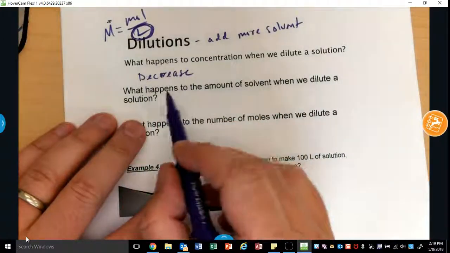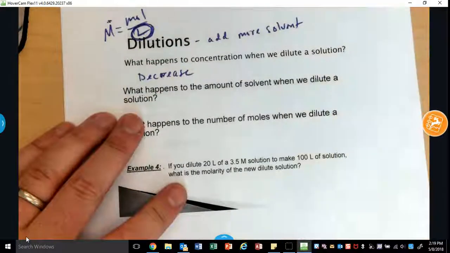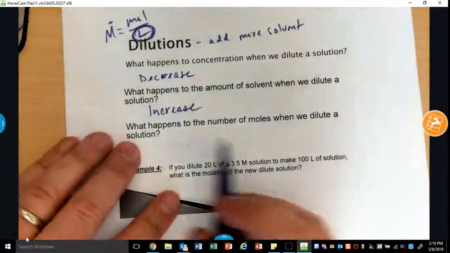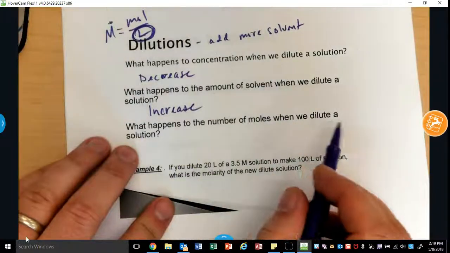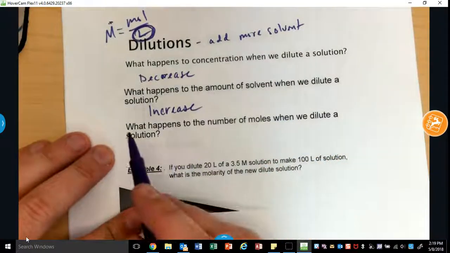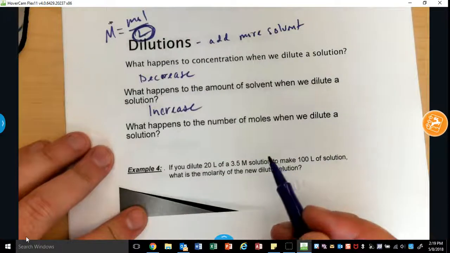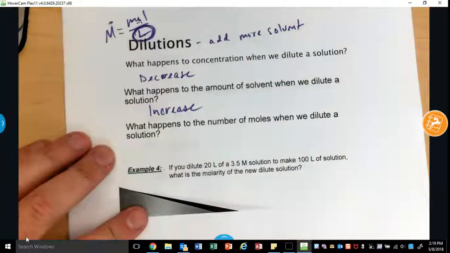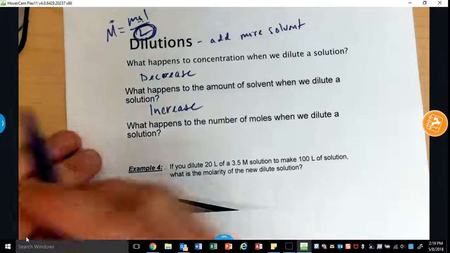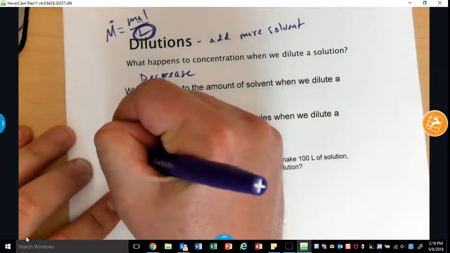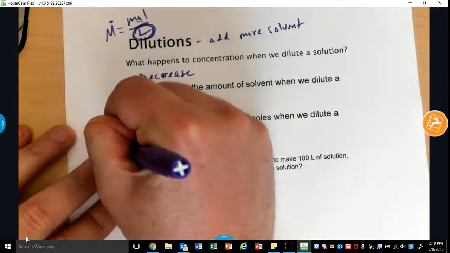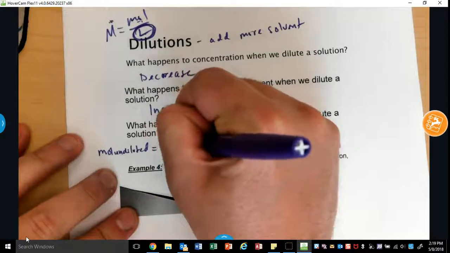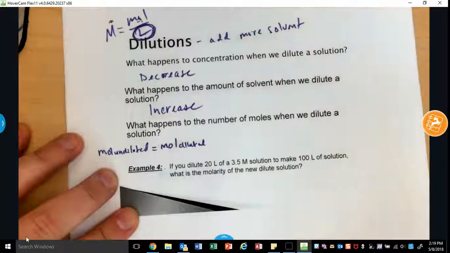Now, when we dilute, we're adding additional solvent, so the amount of solvent will increase. Now the key here, what happens to the number of moles when we dilute a solution? Well, the number of moles remains the same. All we're doing is adding more solvent. We're not doing anything to the amount of solute. So we can say that the number of moles of the undiluted solution will be equal to the number of moles in the diluted solution.